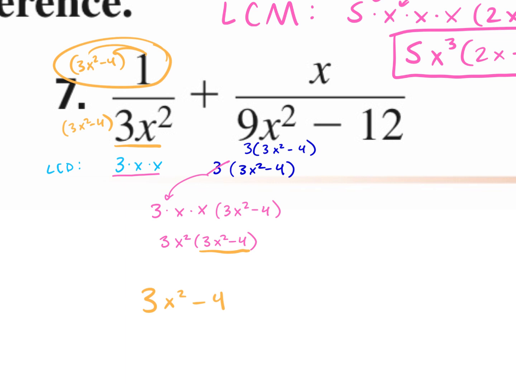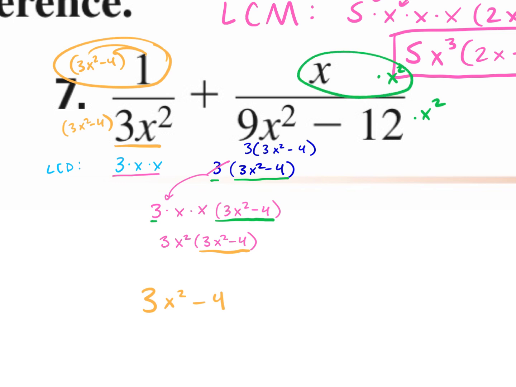Let's do the right side. We got to multiply by what's missing. So my factors here are 3 and 3x squared minus 4. So what am I missing? X squared. So I multiply the top and the bottom by x squared. Because I have my factors 3 and 3x squared minus 4, so those are already accounted for. What's missing are the two x's. So x squared.